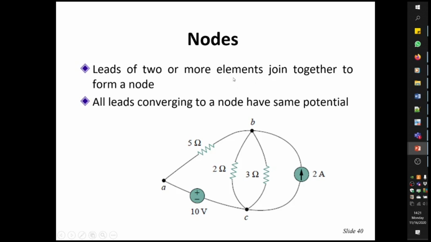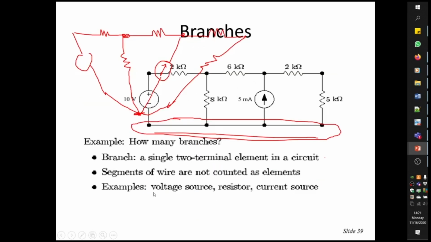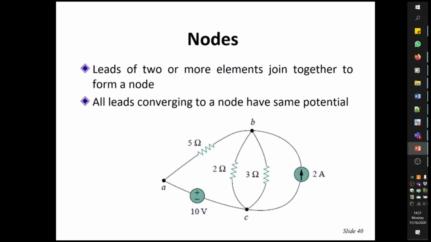Okay, sorry. So examples of two-terminal elements are voltage sources, resistors, current sources, capacitors, inductors, and so on. Then we have something called nodes. Leads of 2 or more elements joined together form a node. So for instance, this black dot here is a node, and this is a node, right?